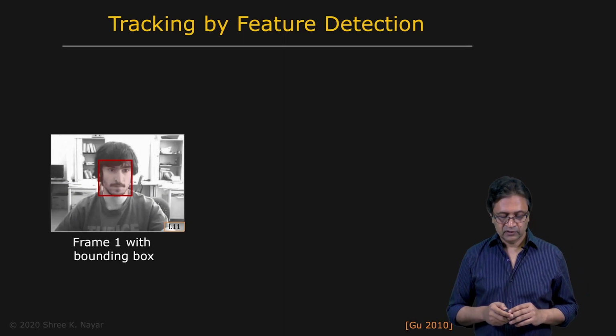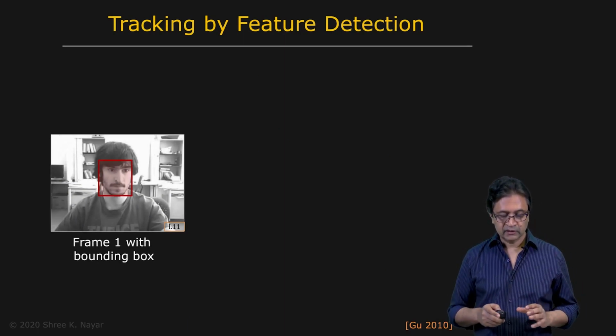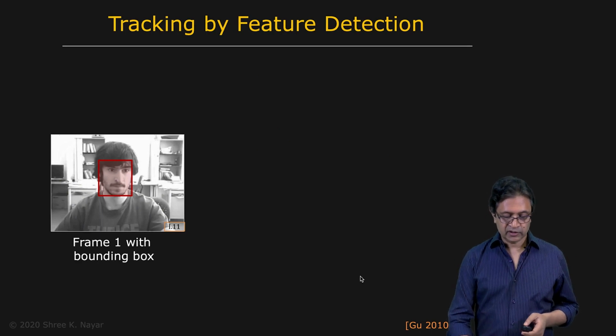Now we're going to make object tracking more robust by using local features in an image. So let's take a look at how that works. This is an algorithm developed by Goo. So here's the idea. Let's say that here's an image that's given to you. This is your initial image.